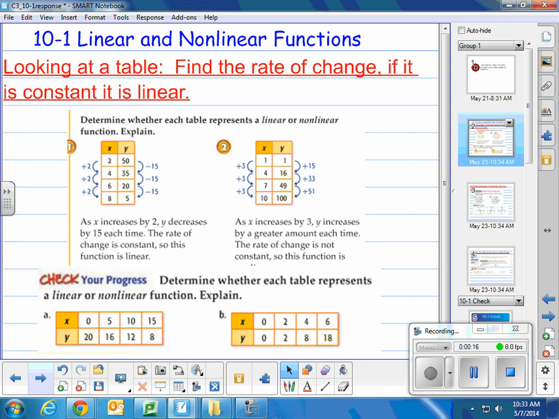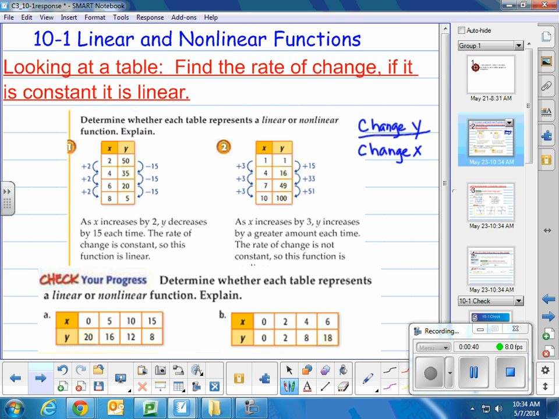The first thing we're going to do is look at a table to determine if it is linear or not. In order to do that, you need to find the rate of change. If it's a constant rate of change, it is linear. Remember, rate of change is the change in the y over the change in the x.